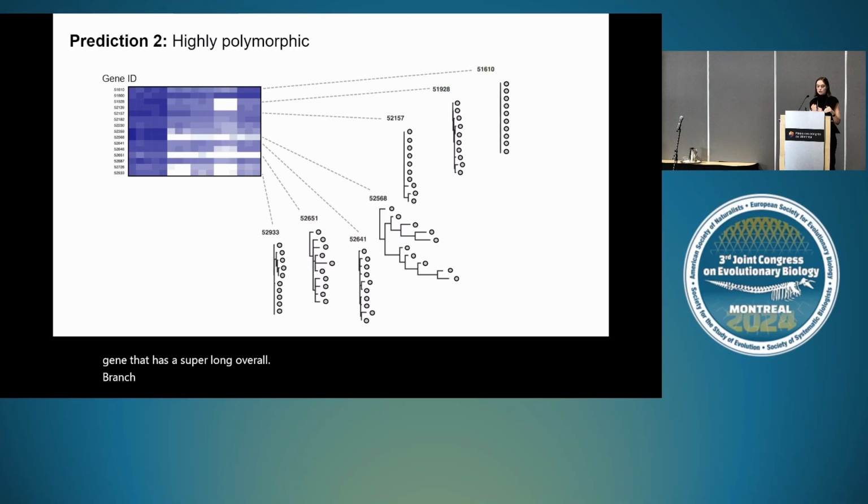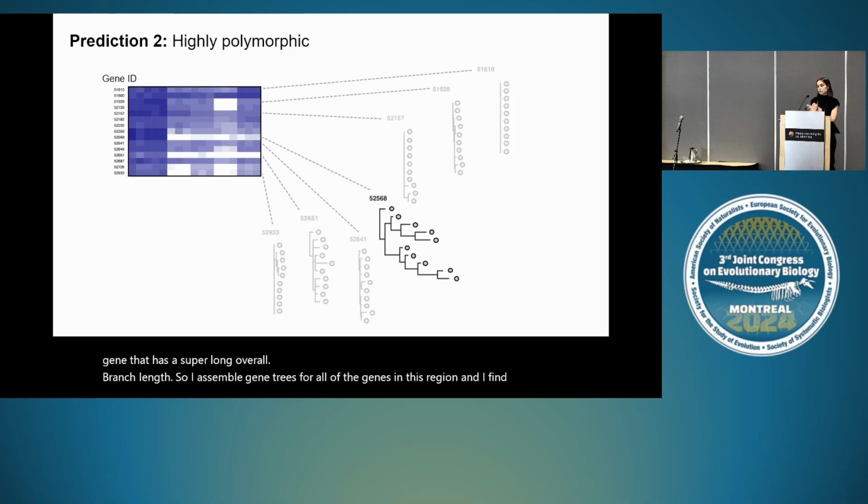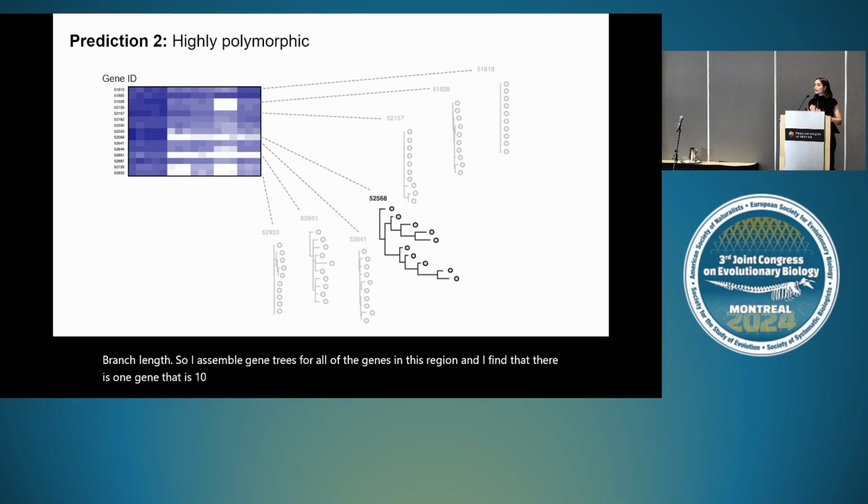So I assembled gene trees for all of the genes in this region, and I find that there is one gene that is 10 times more polymorphic than all of the others in this peak, and it happens to be one of our highly and specifically expressed genes.